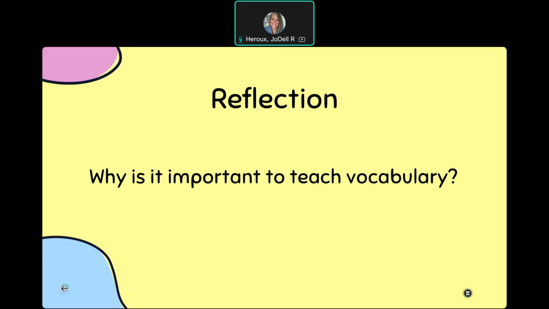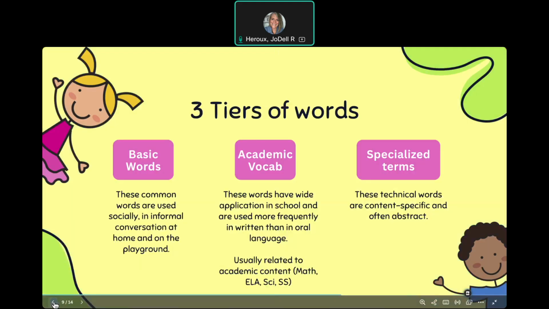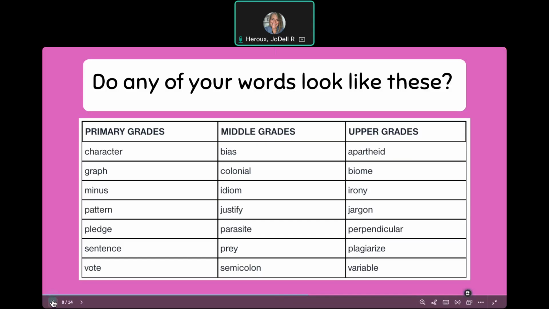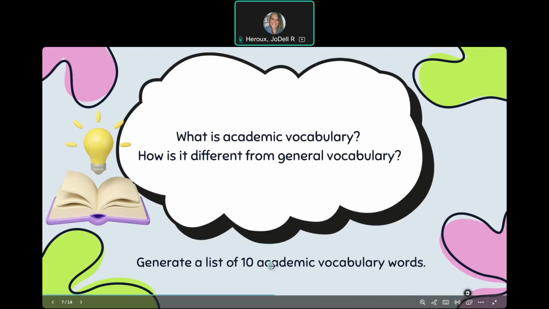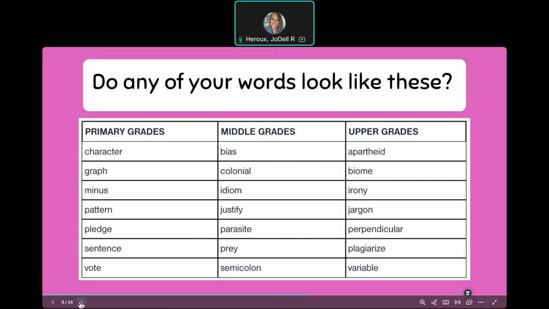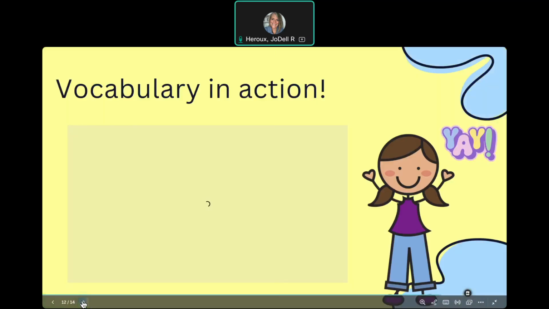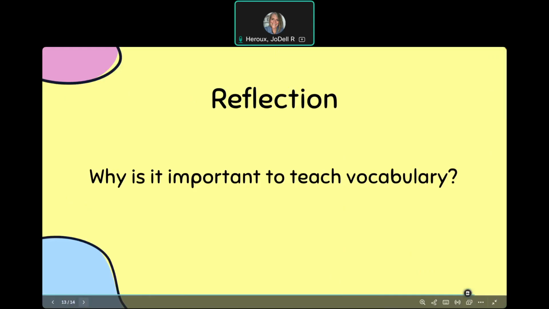So let me go back for a second. So that list right here, where you were required to create a list of words. No, wait, let me go back more. Sorry. Here, the list of 10 academic vocabulary words. I want you to actually take a picture of the 10 academic vocabulary words that you wrote down before you saw this list and before you learned about the different tiers. Take a picture of that list of words and submit that with your written reflection. Email me the photo. Email me your reflection on why it's important to teach vocabulary.